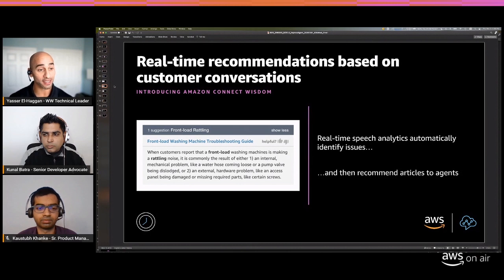Well, because Contact Lens real time and Wisdom work hand in hand, Wisdom can then take that issue and do that search automatically and pop relevant information to the agent. Okay, that's actually really interesting. Any specific use cases that you've seen that are kind of interesting when it comes to Wisdom and real time together?